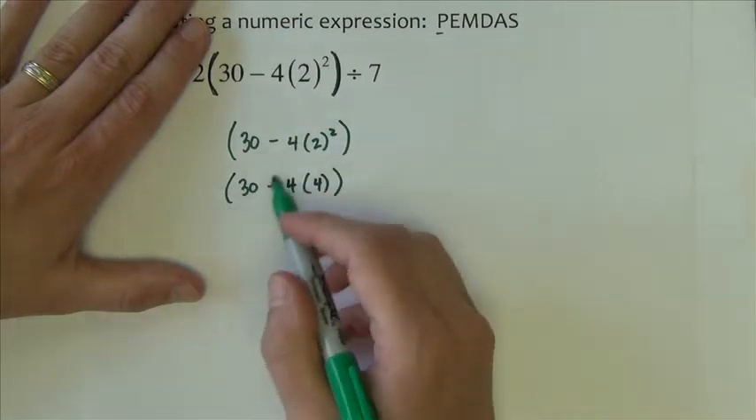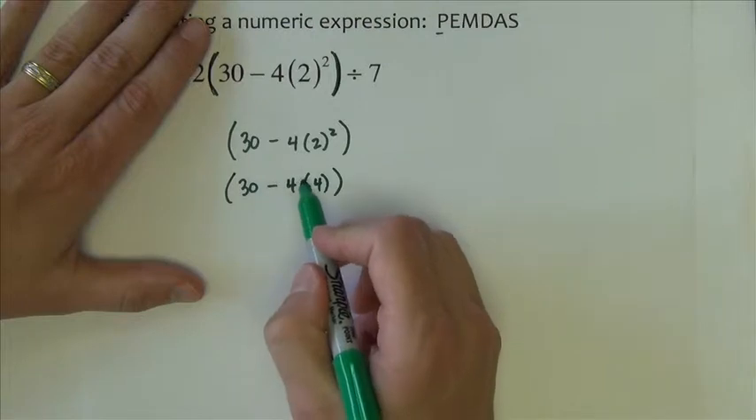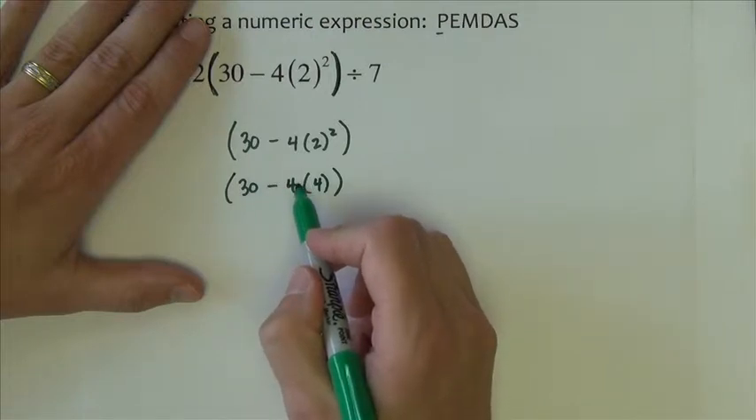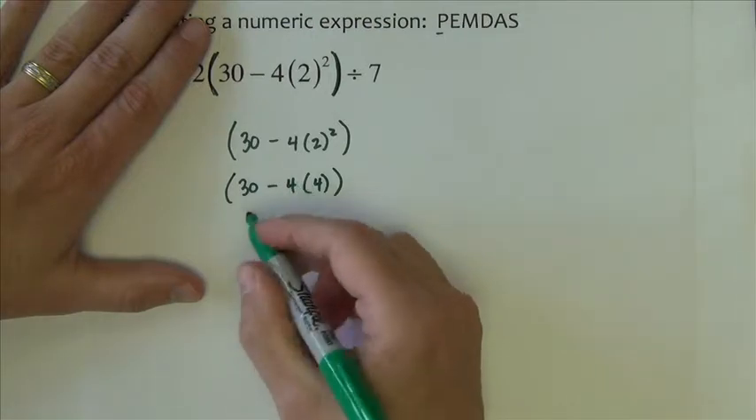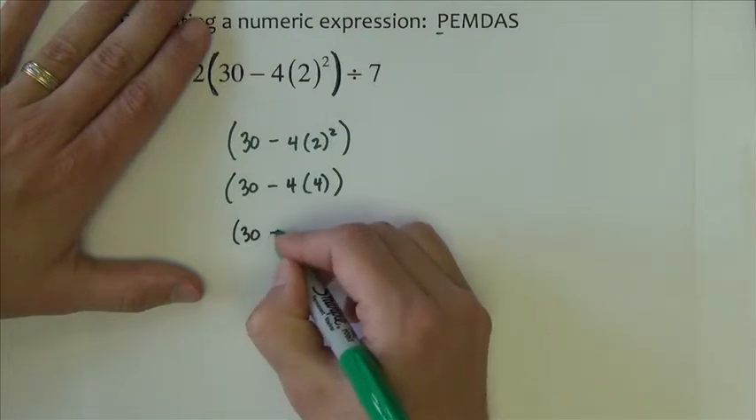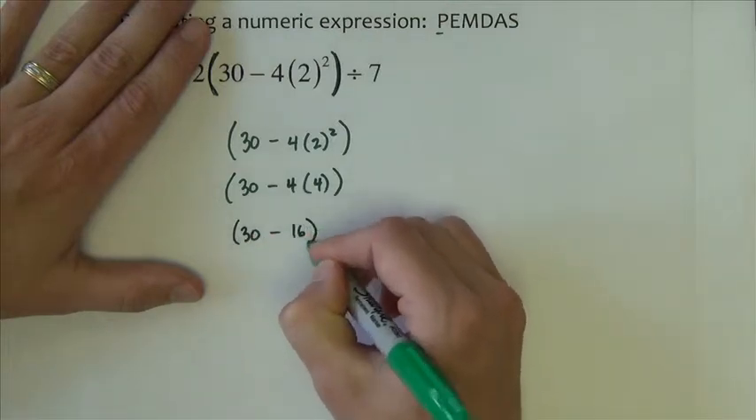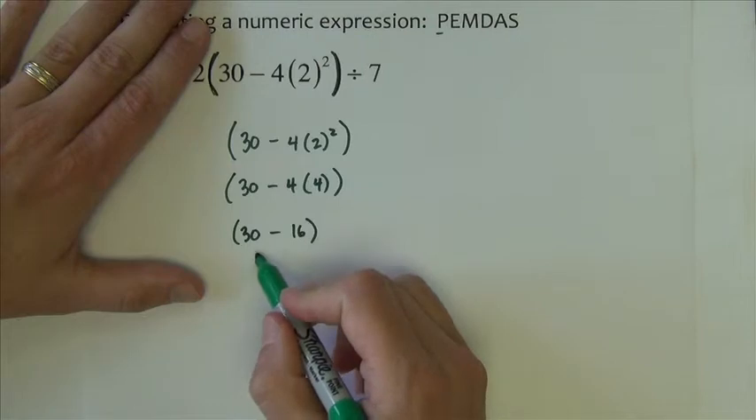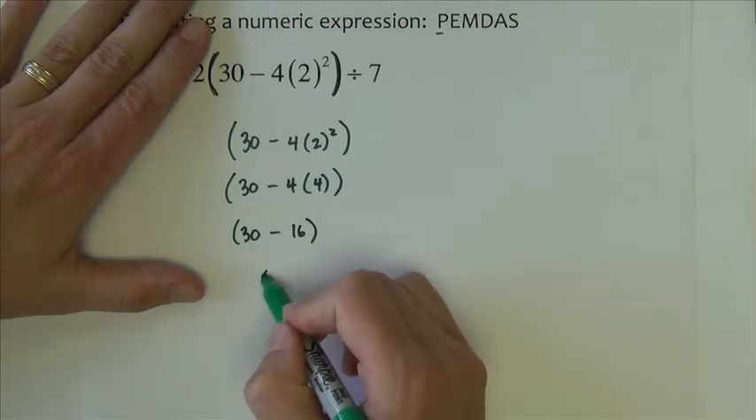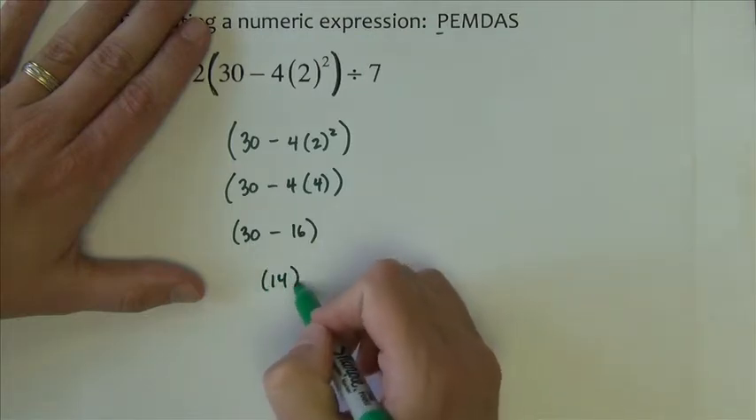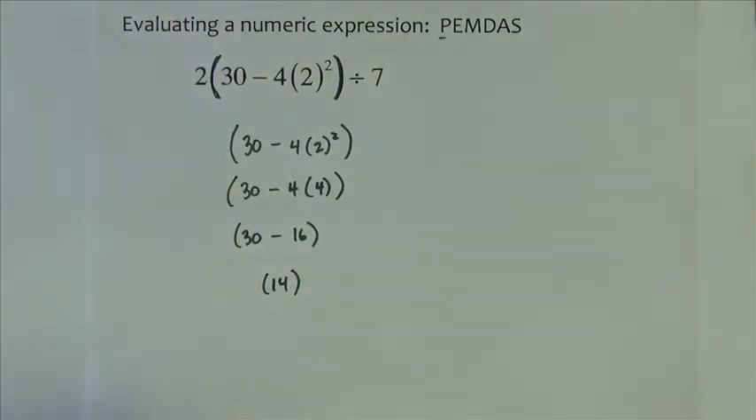Okay. Well, now we have two operations. We have subtract and we have multiply. And in order of operations, multiply comes first. So 4 times 4 makes 16. Now we can subtract. 30 minus 16 is 14. Well, now at this point, that's not done. Let's bring back the rest of the problem.